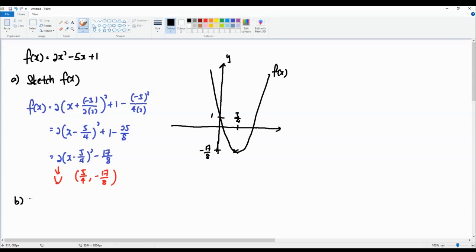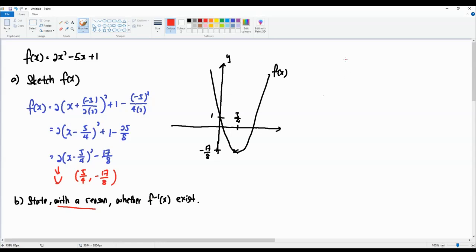And second question is state with a reason whether the inverse of f exists. Please be very careful. This question doesn't ask you to find the inverse, right? The question doesn't say find the inverse. It just asks you to state with a reason whether the inverse exists. So how do we know whether the inverse exists or not without finding it?